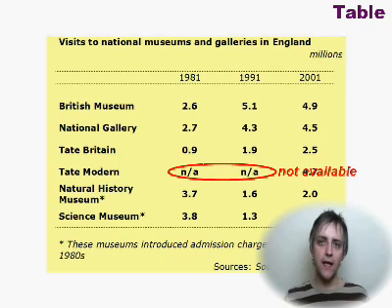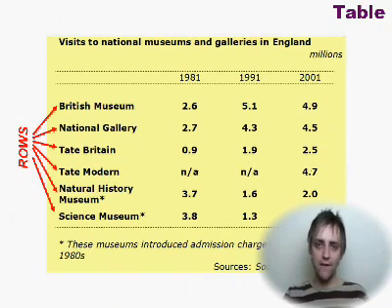If you look closer in this table, you've got this expression NA. NA means not available. The Tate Modern is a gallery which only opened in May 2000. So therefore, before the year 2000, and in our case 2001, there were no visitors there because the gallery didn't exist. So that's why we've only got figures for one of the years.